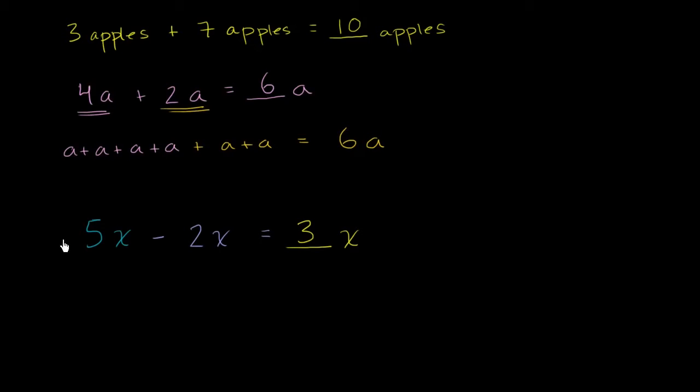And if you really think about what that means, 5x's are just x plus x plus x plus x plus x. And then we're going to take away 2 of those x's. So take away 1x, take away 2 x's. You are going to be left with 3 x's.